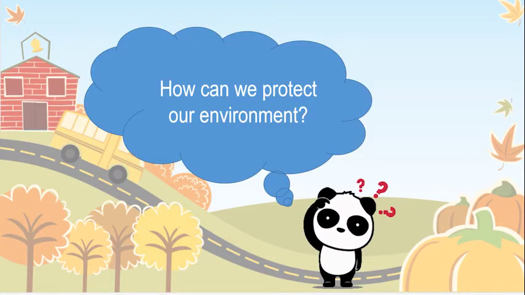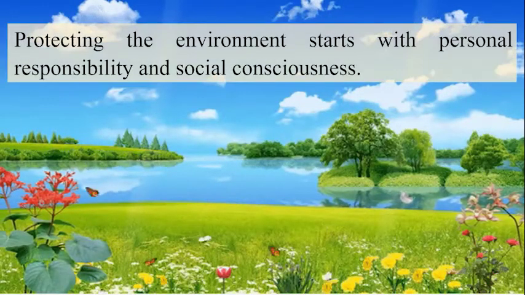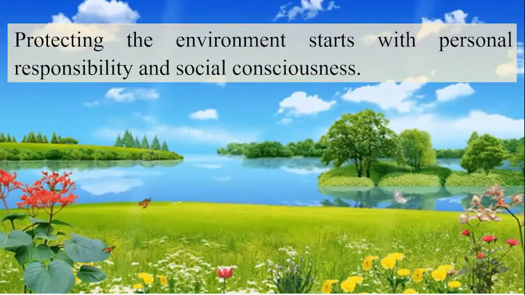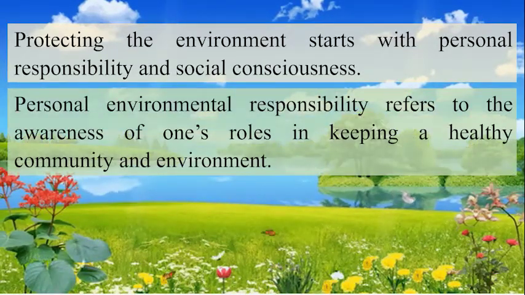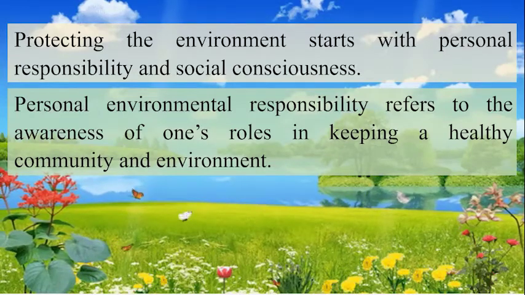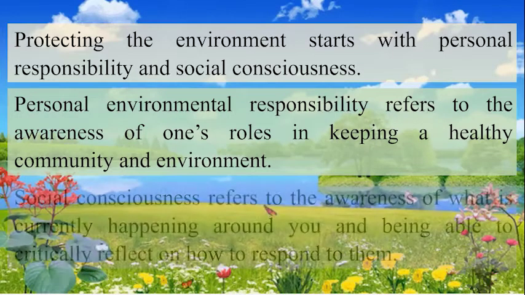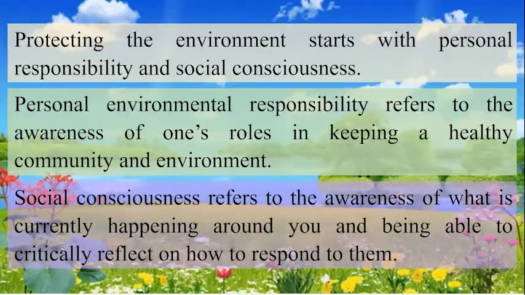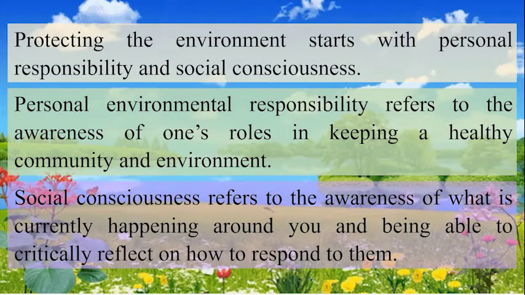How can we protect our environment? Protecting the environment starts with personal responsibility and social consciousness. Personal environmental responsibility refers to the awareness of one's roles in keeping a healthy community and environment. Social consciousness refers to the awareness of what is currently happening around you and being able to critically reflect on how to respond to them.